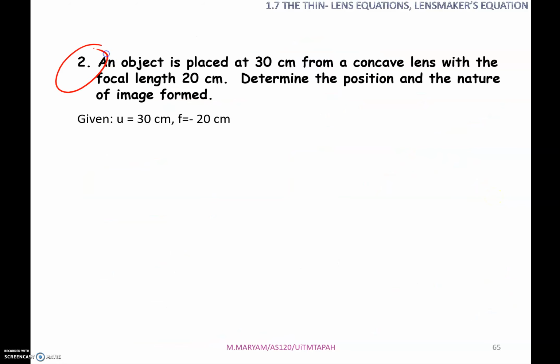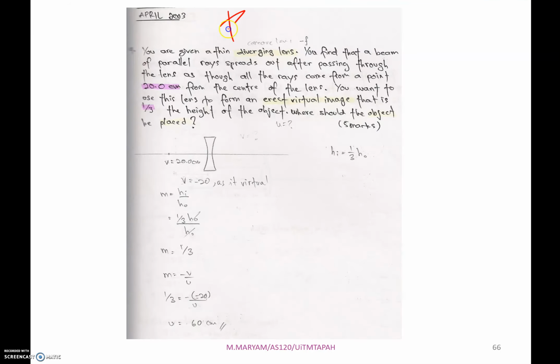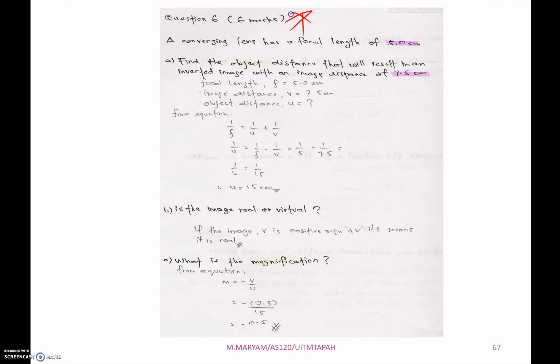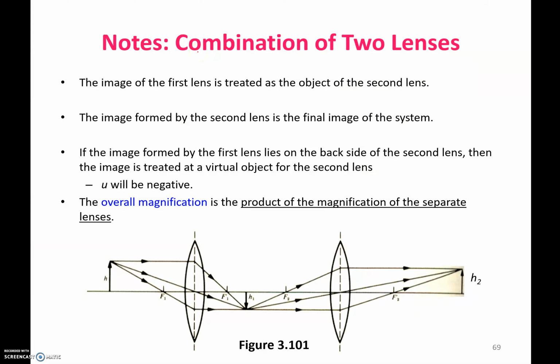So I'll leave this for you to do. The answers are there already. You can double check them. And here are more examples that you can refer to. Please go through them for you to understand more on that.